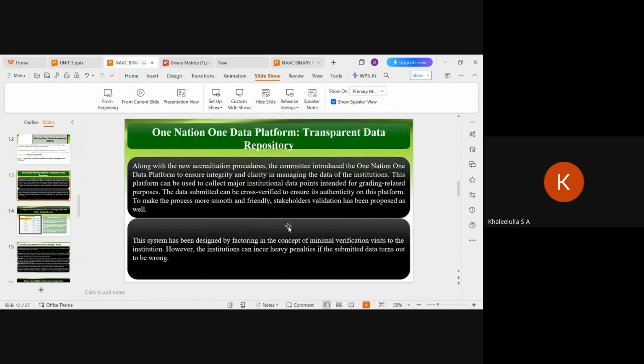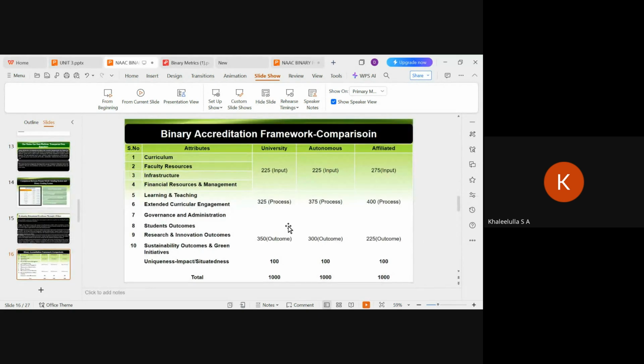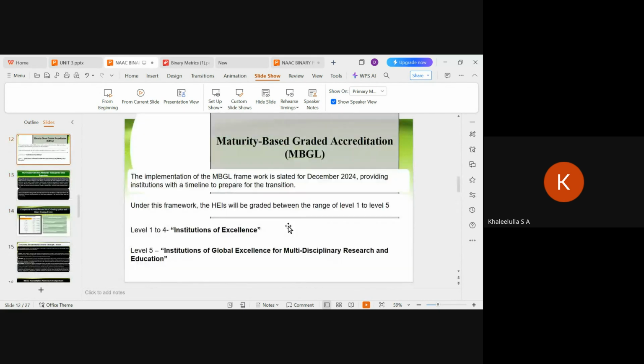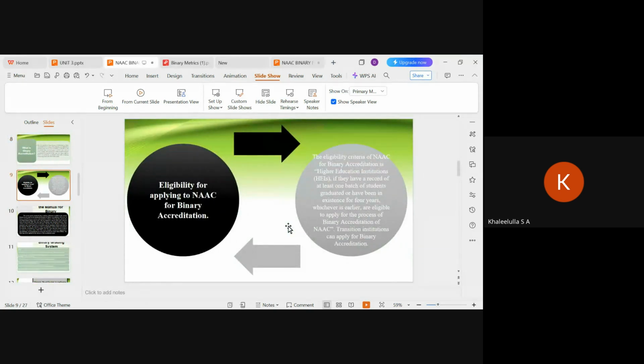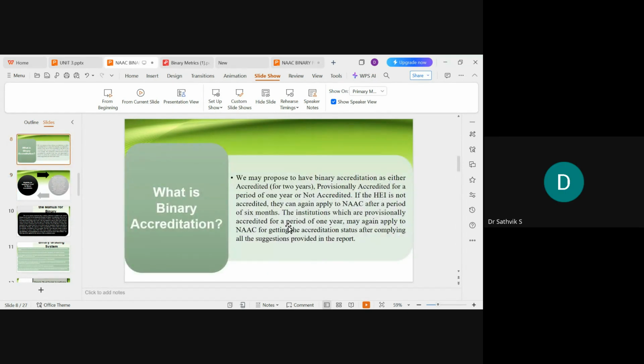What Dr. Satvik was mentioning is that in the first stage we have to satisfy binary, and then after another 3 years we have to go for MBGL, if I am not wrong. Correct, sir. Because it is a continuous improvement process. First, once we submit binary, if we attain the ranking, then there are another 3 more levels we can work upon, so that we will get that maturity. MBGL can be attained once we meet these criteria.